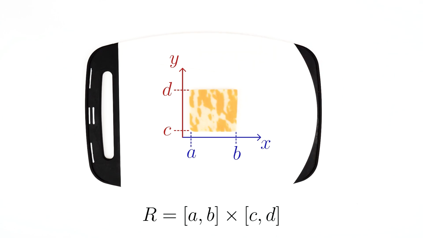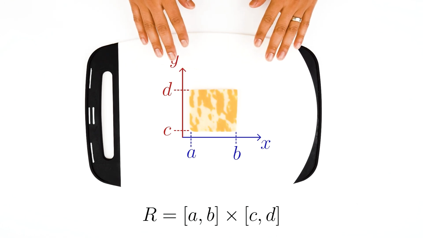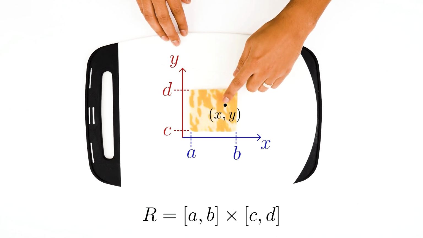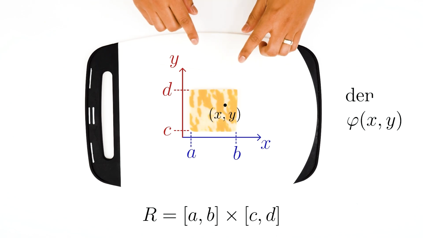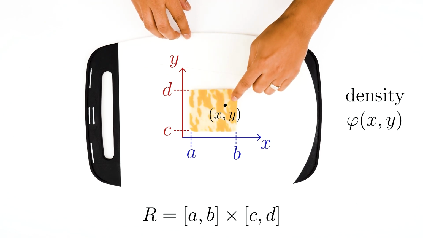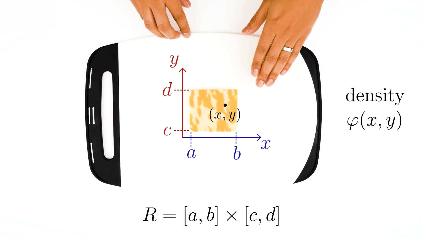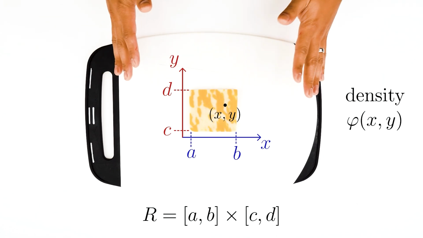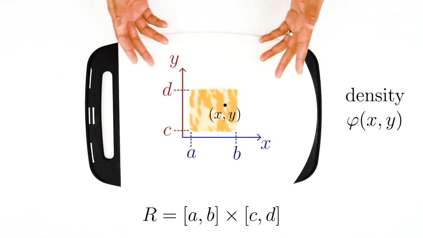What corresponds to the bounded real-valued function phi on the rectangle R? Consider a point xy on the cheese. You can interpret the value of phi of xy as the density of the cheese at the point. So this will vary throughout the space. Mathematically speaking, the function phi may take negative values, but for the sake of this cheese analogy, it is better to think of phi as non-negative.